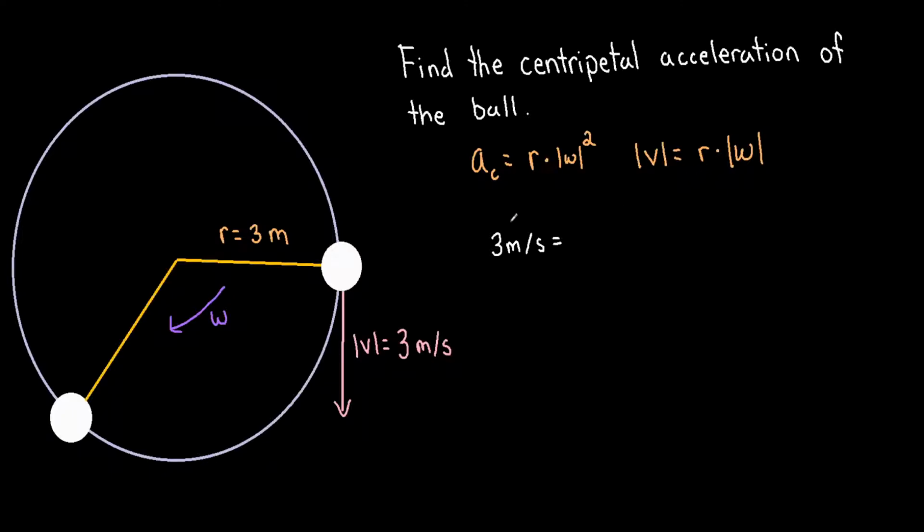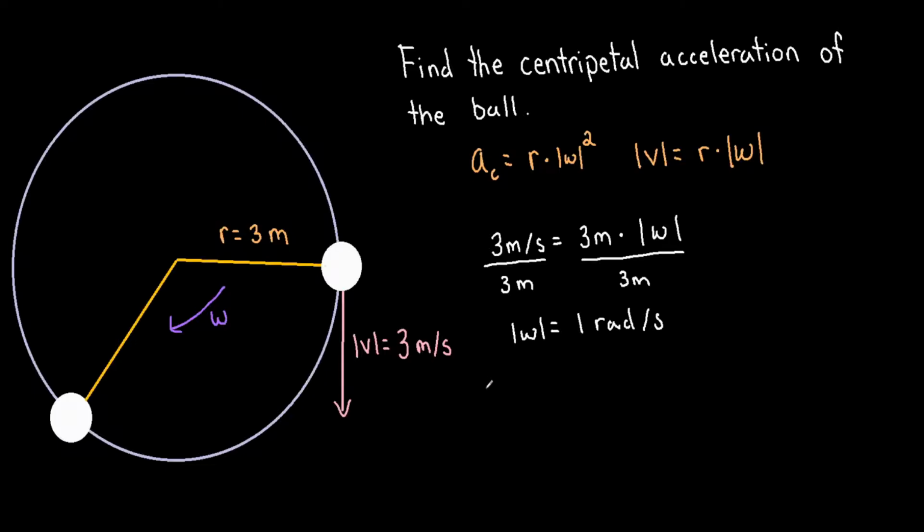So we have that our speed is equal to 3 meters per second. And this will equal our radius, which is 3 meters, times our angular speed. And we can divide each side by 3 meters to get that our angular speed is equal to 1 radian per second. Now that we have our angular speed, we can plug this into our centripetal acceleration formula to solve for our centripetal acceleration.